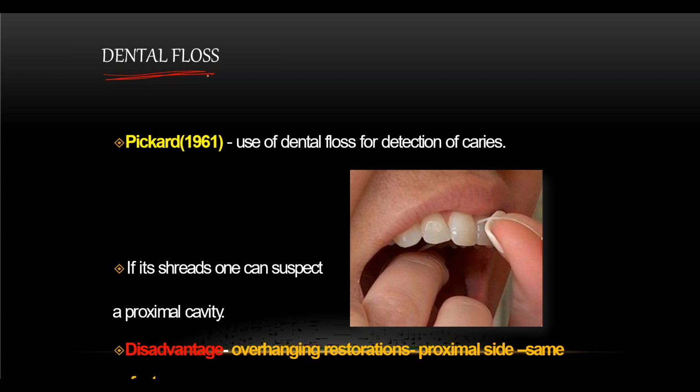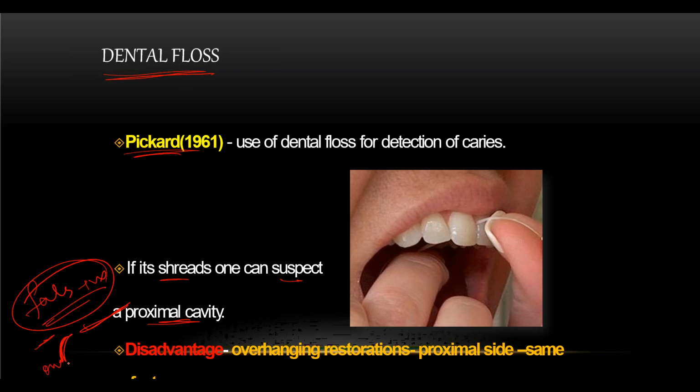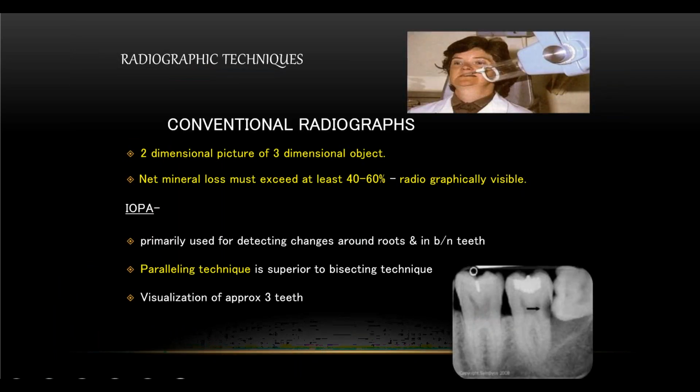Then dental floss can also be used, which was given by Picard. If it shreds, one can suspect that there is a proximal cavity. So you try to fit in the floss and then try to move it and pull it from the gingival to the occlusal surface. Now, if the thread shreds, then there is presence of a proximal cavity. It is suspected. However, this might give a false positive result, because in a few cases there is proximal restoration present, and the overhangs of those restorations can cause the shredding. So they might give a false positive result that there is presence of caries. However, there is no caries present.